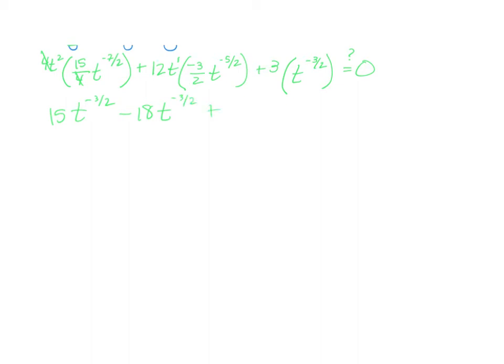Plus 3t to the negative 3/2. Does that equal 0? Well, now they are all like terms. So I have 15 minus 18 plus 3. That is 0t to the negative 3/2. Does that equal 0? Yes, because 0 times anything equals 0. So t to the negative 3/2 is in fact a solution to this differential equation. Okay, so I copy.